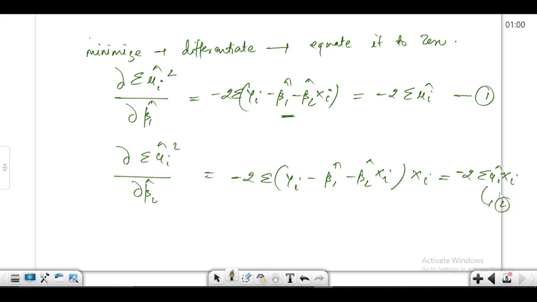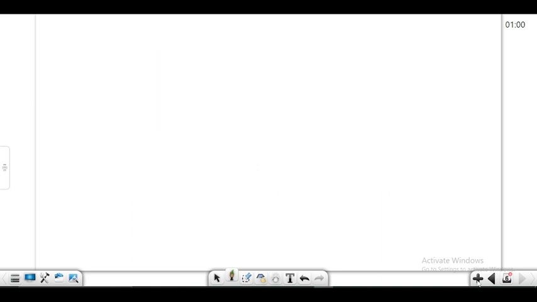So now we have two equations and two variables, right? I have my beta 1 hat and beta 2 hat. So I'll use these two equations to find beta 1 and beta 2. On solving, I'm not doing the entire proof here.